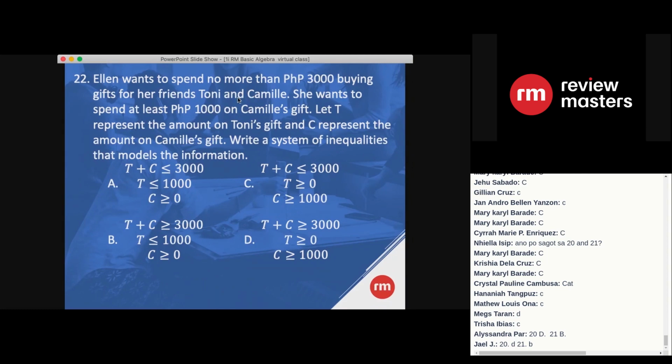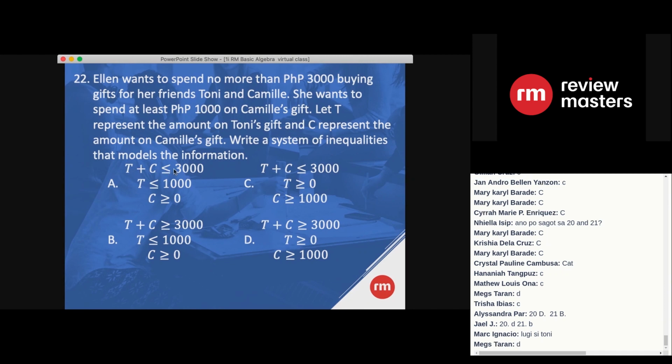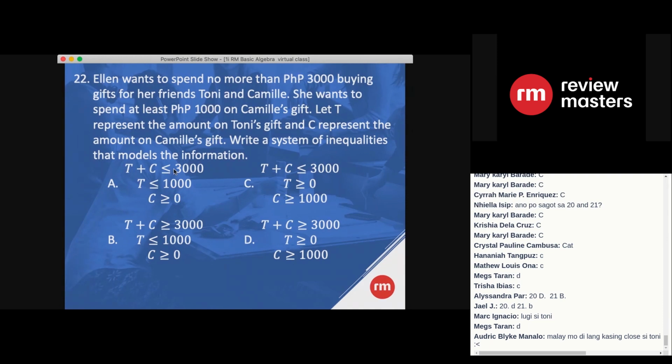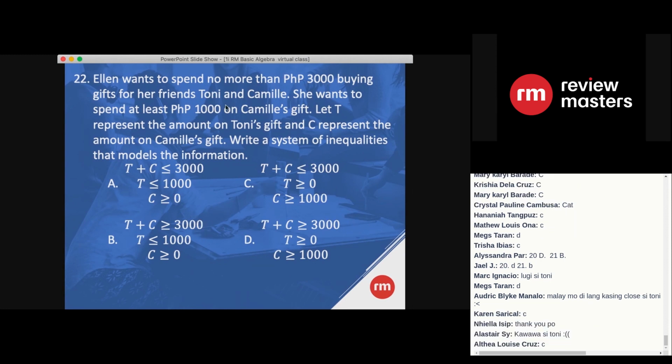Sabi, si Tony and Camille, Ellen wants to spend no more than 3,000. So, ibig sabihin, itong si A at saka si C, tama pa yung kanyang inequality, no? Kasi no more than, ibig sabihin, hanggang 3,000 lang ang kanyang budget. But if you notice B at D, we can already eliminate those. Kasi dito pa lang sa first sentence na dapat ay no more than 3,000, nilabag na niya. So by elimination, B and D cannot be an answer.